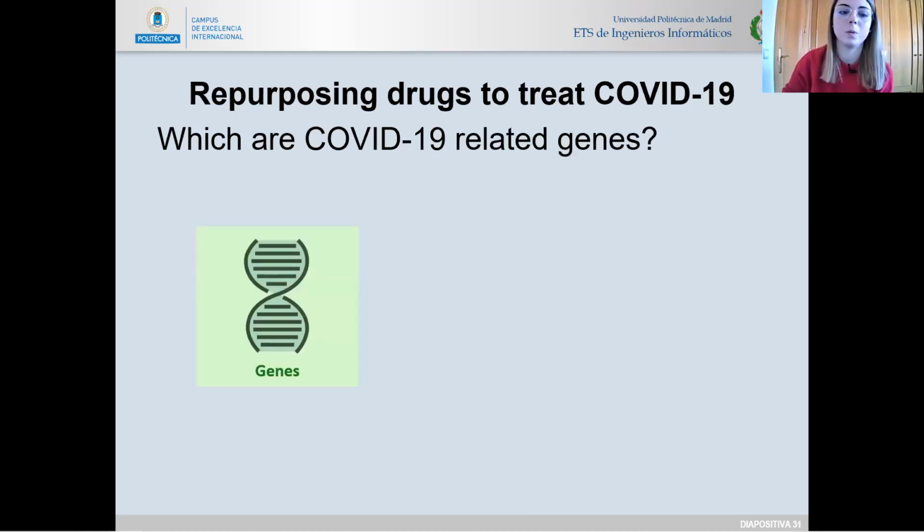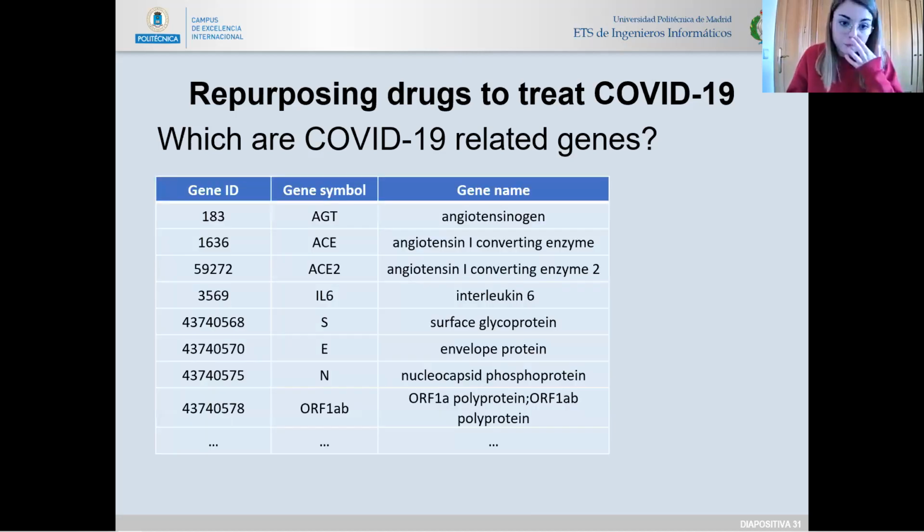Also, which genes are related to COVID? As we are in an early stage of the disease knowledge, we do not yet have concentrated knowledge. Okay, we need to mine publications or webs or whatever to see what the scientific community says about it and associates to COVID. So here are some of them.